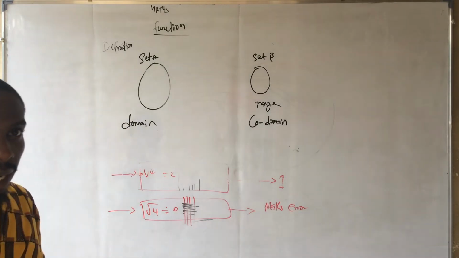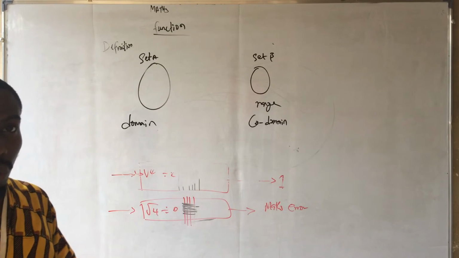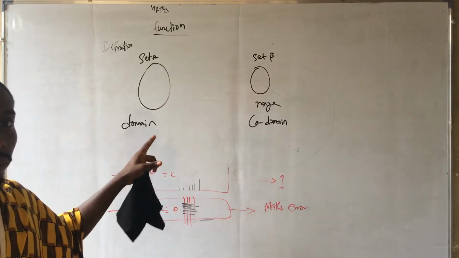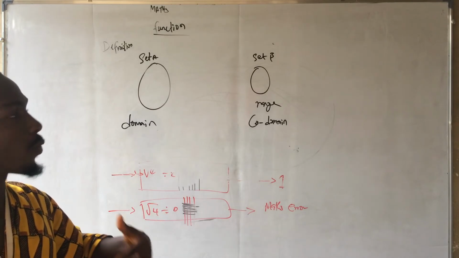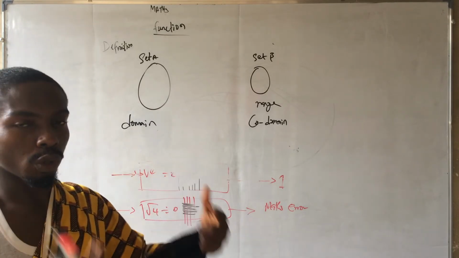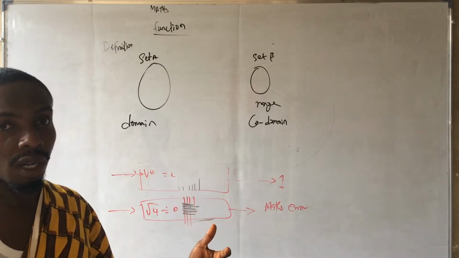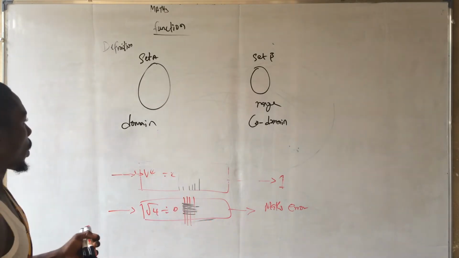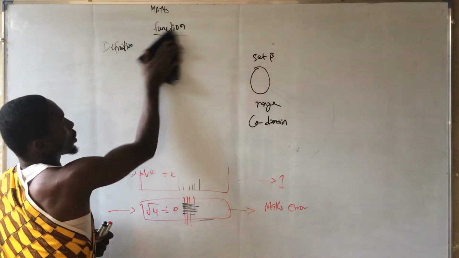So I say that again. A function is a rule or a mapping that takes one element from the domain of the set you are working with and assigns it to a unique number in the codomain or the range of the values you are working with. So now, having understood that, we go over to some examples.